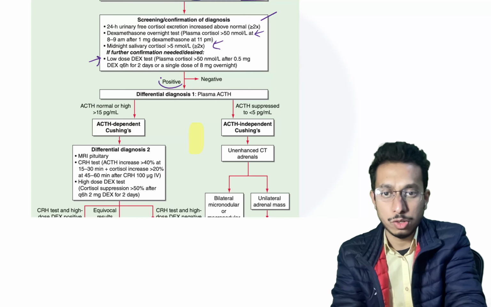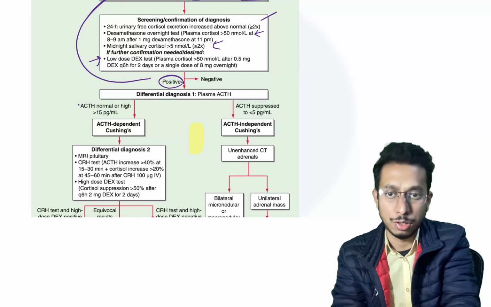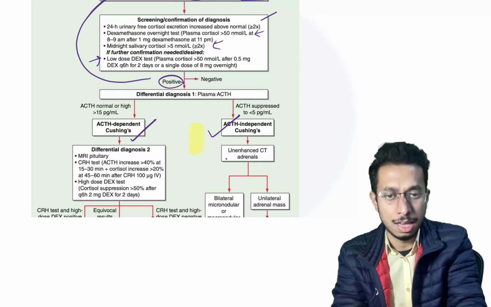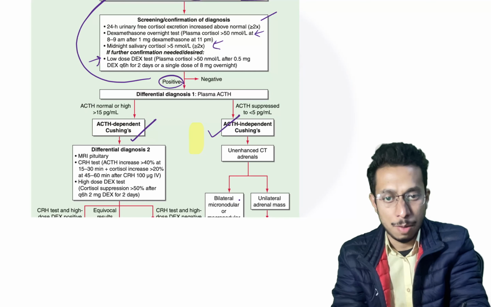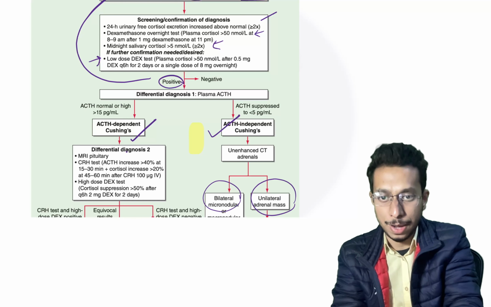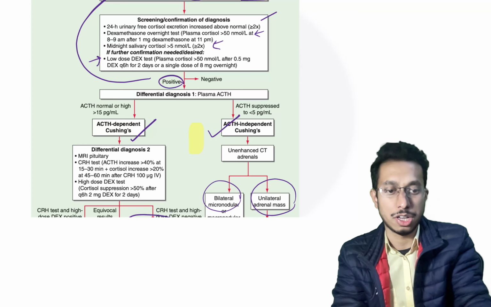Now once it is positive and you know that this is a case of Cushing, the next step is to check the ACTH level to differentiate between ACTH dependent or ACTH independent. ACTH independent is either a bilateral adrenal mass or unilateral adrenal mass, and for ACTH dependent you need to check for high dose dexamethasone suppression. If it is suppressed, that is pituitary Cushing disease, or if it is not suppressed, it is ectopic ACTH production.